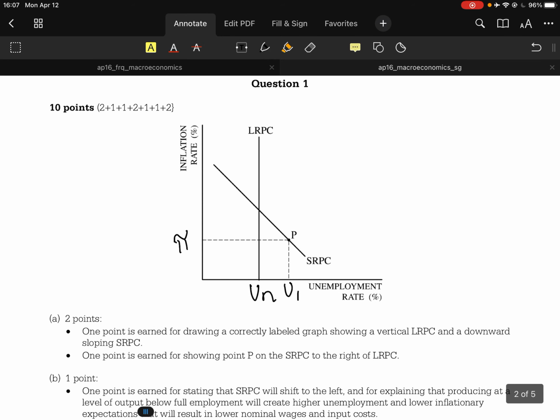You'll notice that I've made a couple additions to the graph to make it a little bit more complete, and I would recommend you do the same. So LRPC, vertical at the natural rate of unemployment, which is here. And then we have point P, which is what the question asks, graphed at a point to the right of LRPC, so at U1, and an inflation rate of pi.